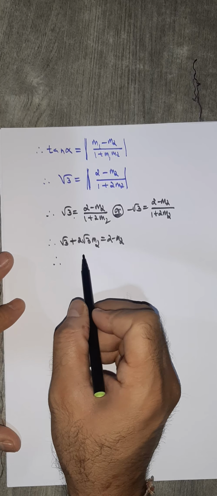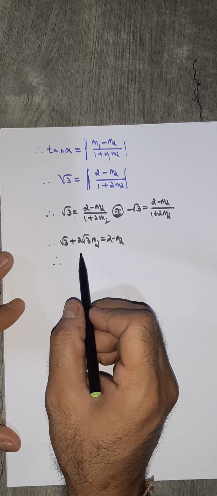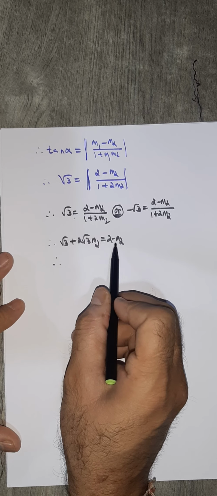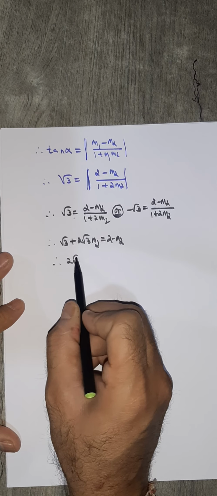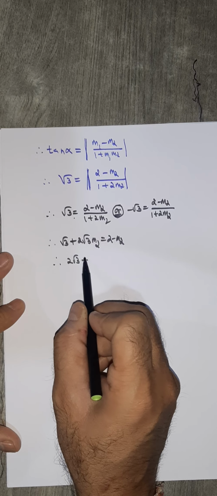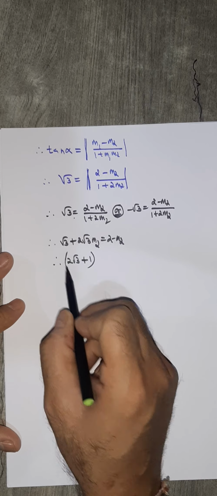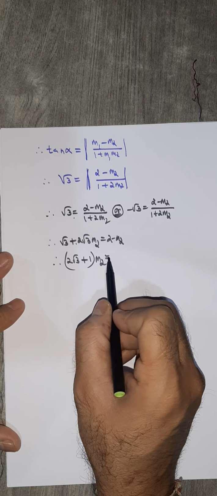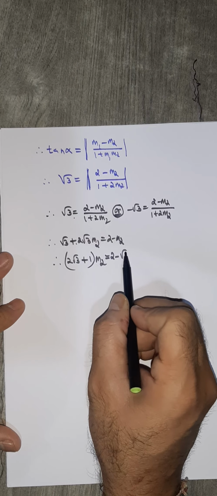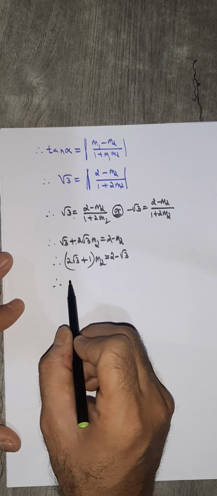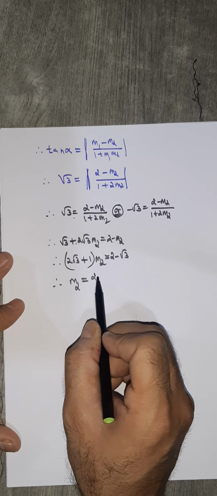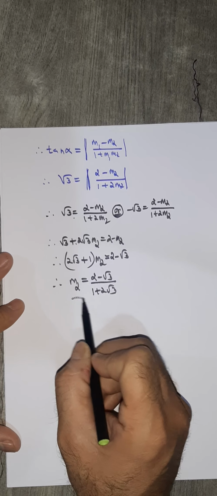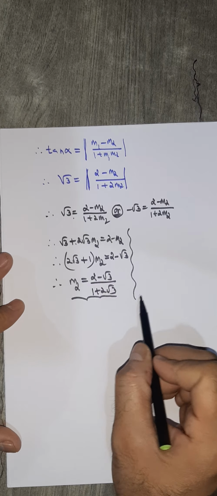Okay, so over here, what will we get? Let's take m2 over here. So 2 root 3, I'll take m2 common, plus 1 into m2, taking the minus term on the other side and taking common. And this is 2 minus root 3, taking that constant on that side. So what is m2? 2 minus root 3 upon 1 plus 2 root 3. This is one possibility. Go for this.